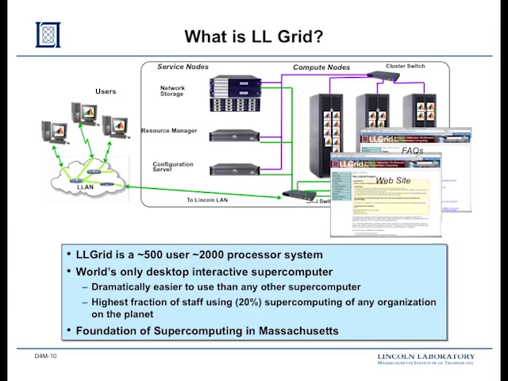That's what we do. LLGrid, we have actually well over this, but just so I don't have to keep changing the slide, we always say it's about 500 users, about 2,000 processors. It's more than that. To our knowledge, it's really the world's only desktop interactive supercomputer. It's dramatically easier to use than any other supercomputer, and as a result, as an organization, we have the highest fraction of staff using supercomputing on a regular basis of any organization, just because it's so easy. And it's also been the foundation, the vision for supercomputing in the entire state of Massachusetts. All of our ideas have been adopted by other universities in the state.